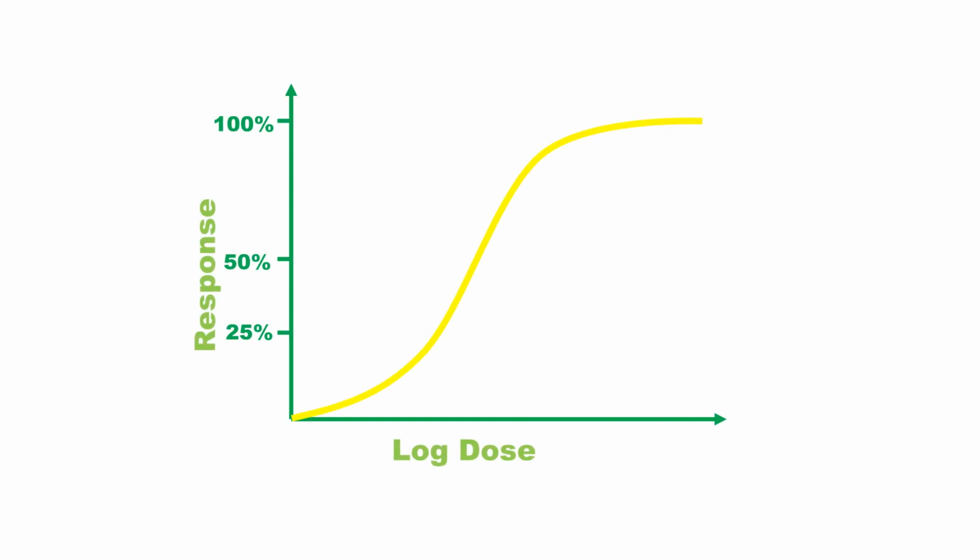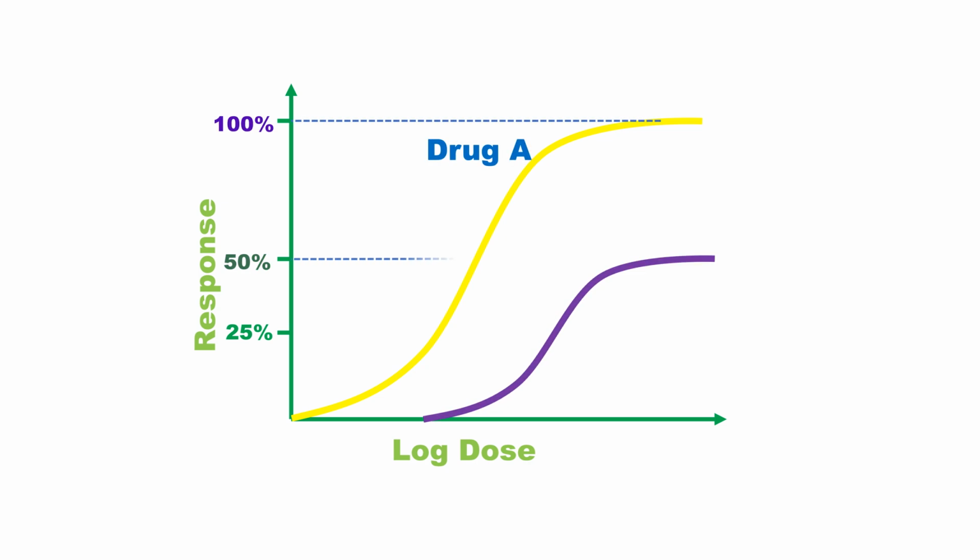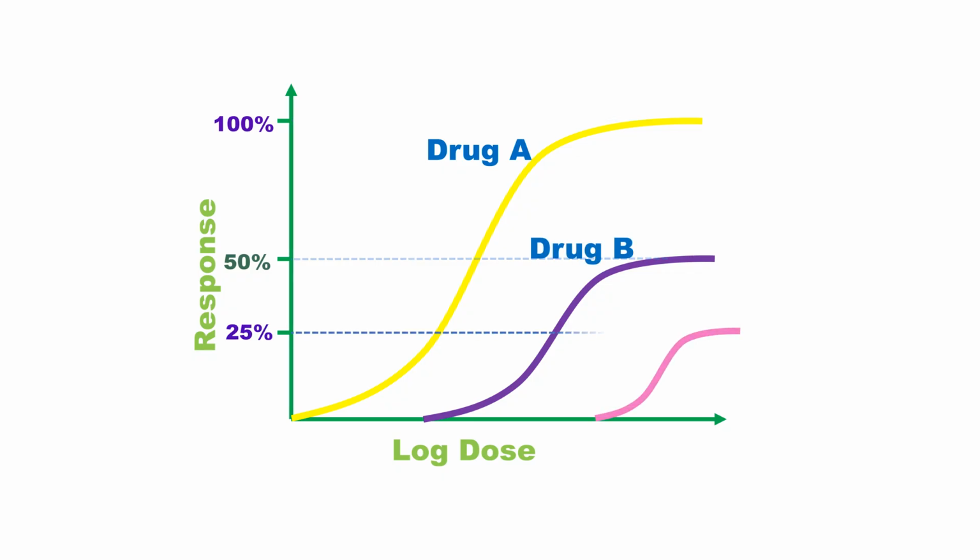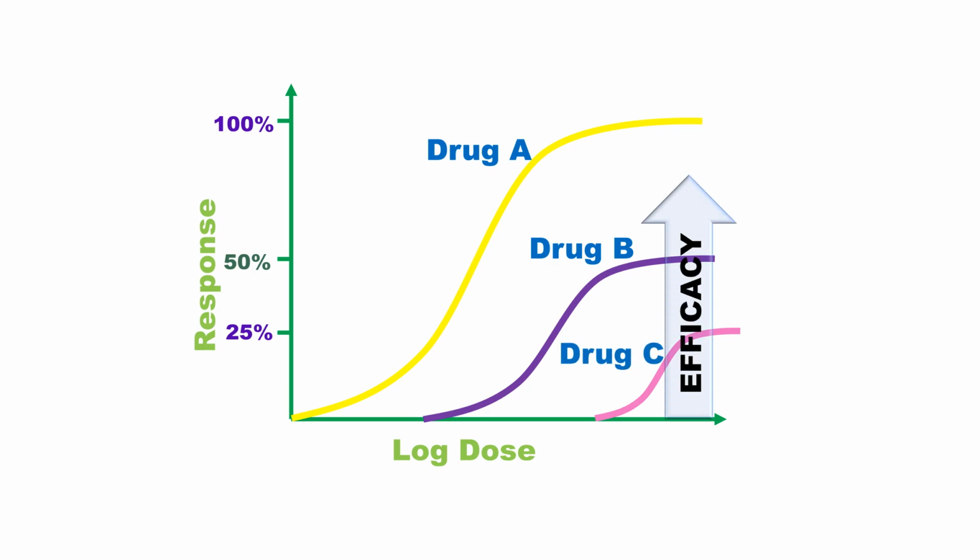Efficacy is defined by the maximum effect a drug can achieve. For example, if the dose-response curves of drugs A, B, and C show maximum effects of 100%, 50%, and 25% respectively, then the order of efficacy is A greater than B, B greater than C.